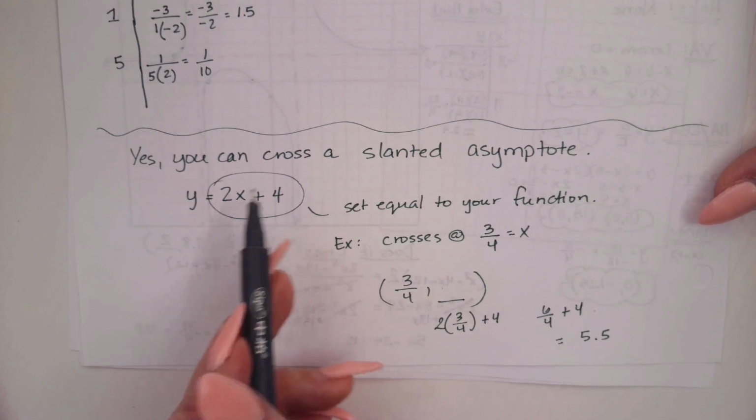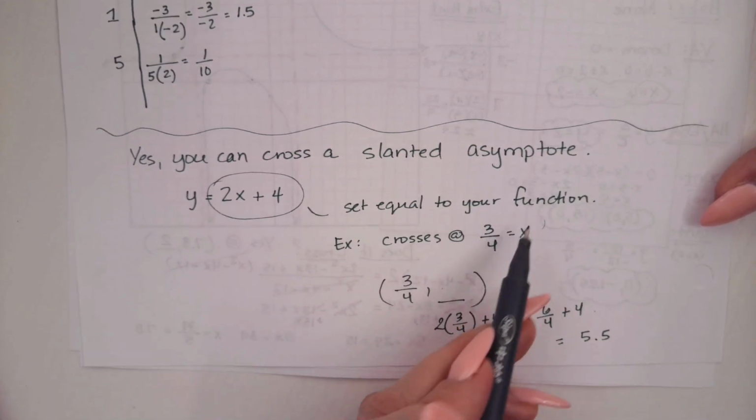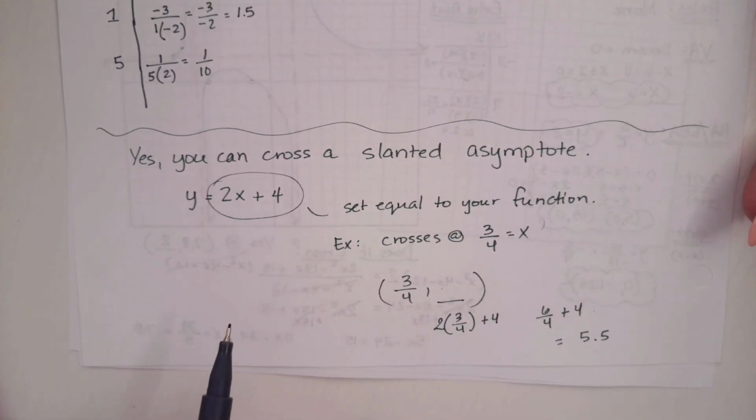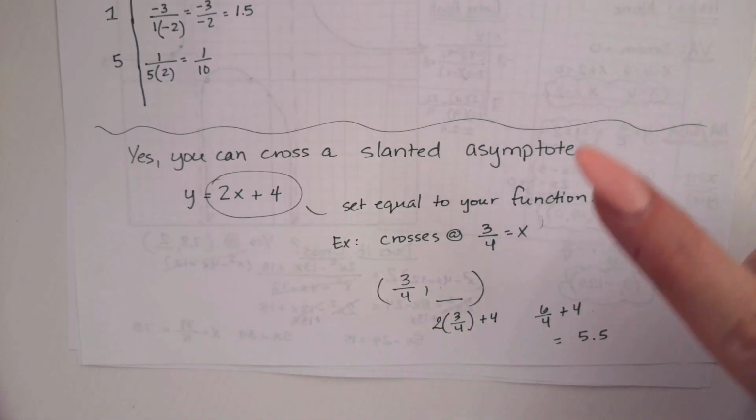So again, whenever you take this and set it equal to your function and find the x, to find the y you would have to take this 3/4 and plug it into your little linear function. Just in case that ever happens, now you know how to do it so that you don't write 2x plus 4. All right.